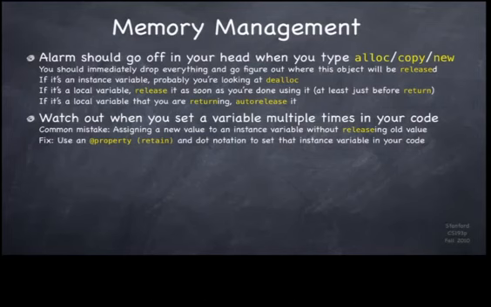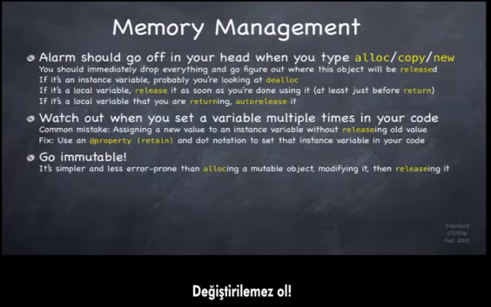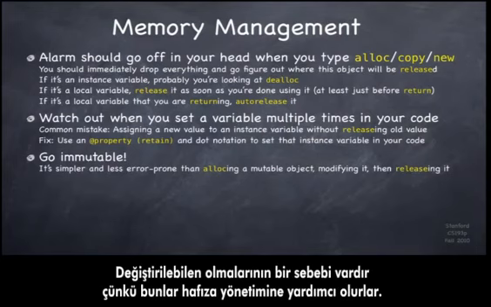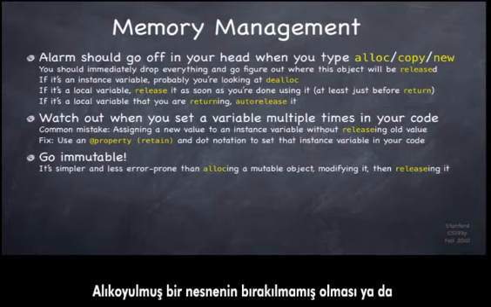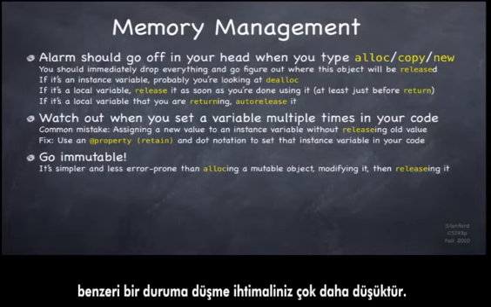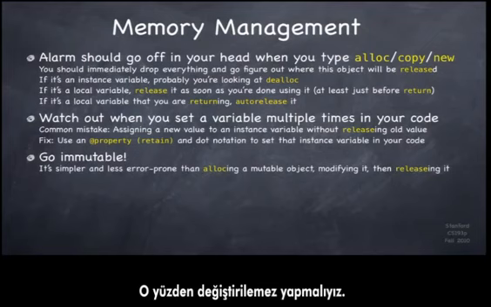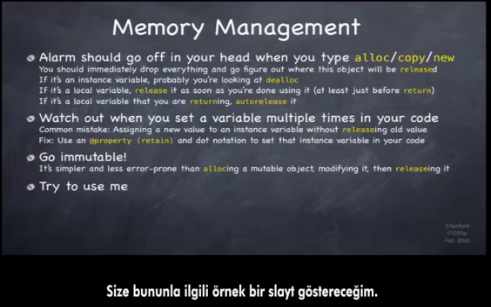Go immutable. These NSArrays and NSStrings and NSDictionary, they're immutable for a reason because it helps with memory management. Immutable objects are much less error prone. You're much less likely to be in a situation where you alloced it and then you didn't release it or something like that. So go immutable, and I'm going to show you a slide, an example of that.